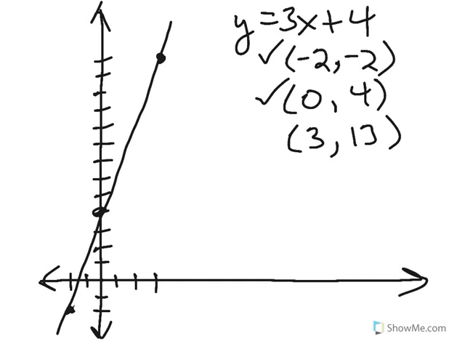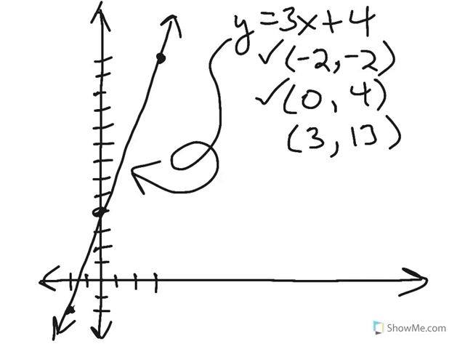Lines, of course, go on forever. So put arrows at the end. What we've got here is a picture of the graph of y equals 3x plus 4. You see, there are infinitely many solutions to this line. Infinitely many points. We don't have time to make a list. They say that a picture can be worth 1,000 words. This picture is worth infinitely many points.